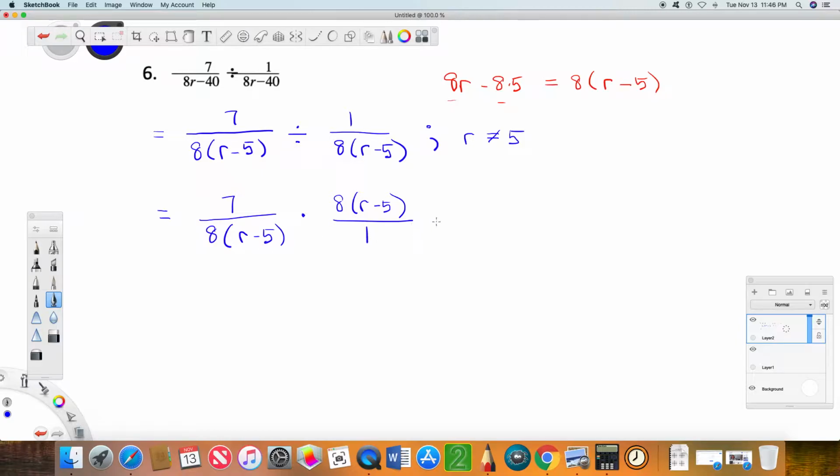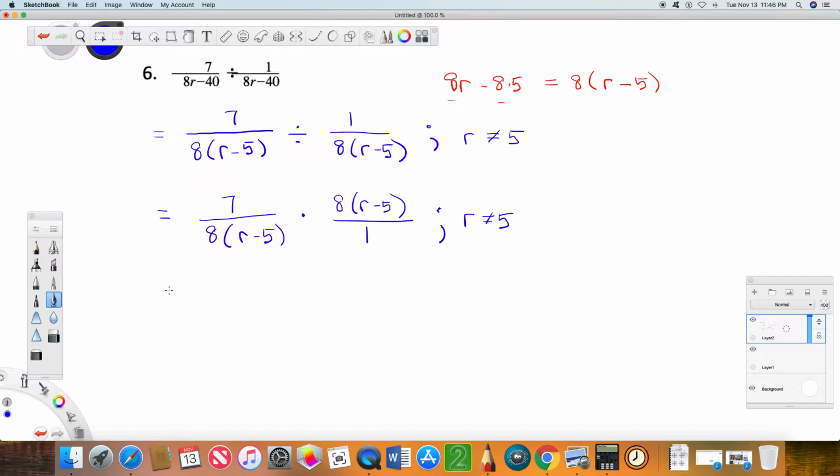And so now we have a new denominator. And sometimes that'll cause an additional restriction. This time it doesn't, because it doesn't introduce a variable in our denominator. So we still have the same old restriction that r cannot equal 5. But at that point, when you flip it, sometimes you have to add more restrictions.